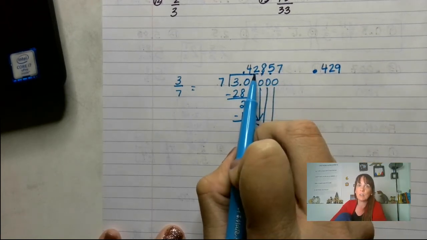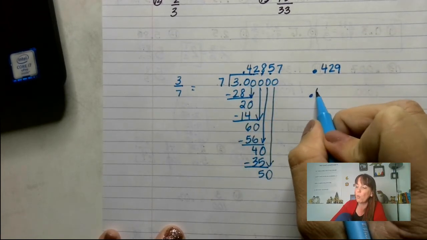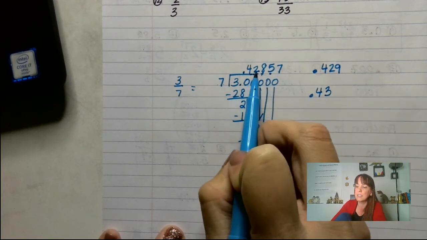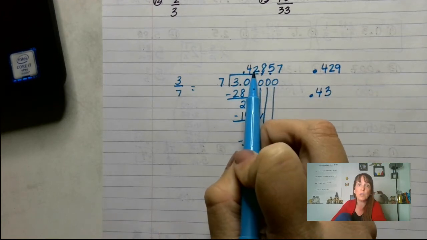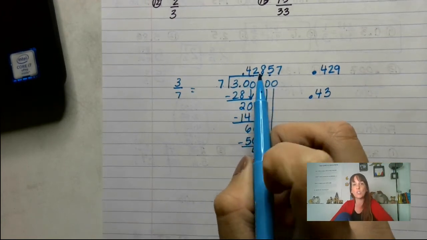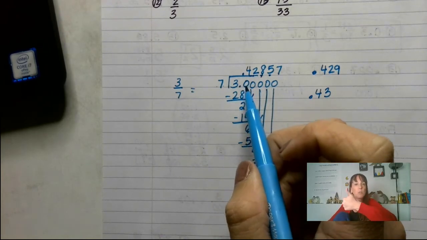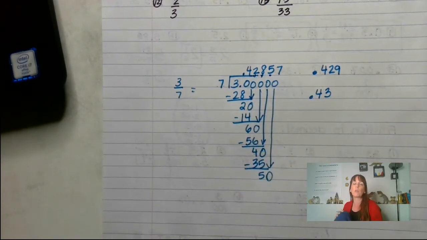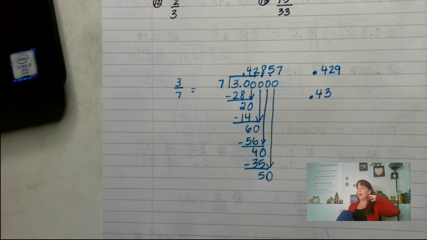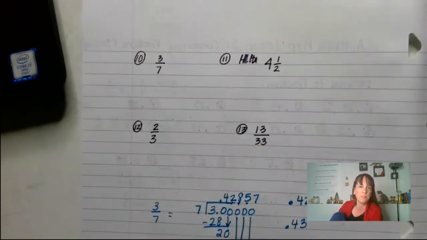Same with if I round to the nearest hundredth, that's going to be 0.43 because looking at this, is it going to stay a 2 or get boosted up? When we look here, 8, that's 5 or greater, so we boost it up to a 3, so it's 43 hundredths. Okay, so that was 3 over 7.